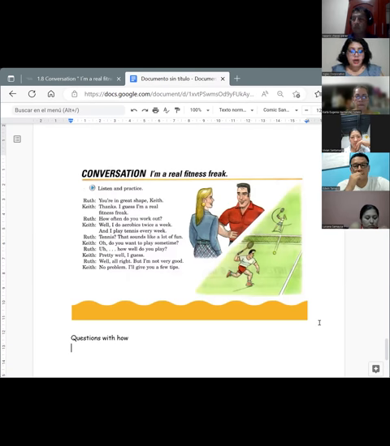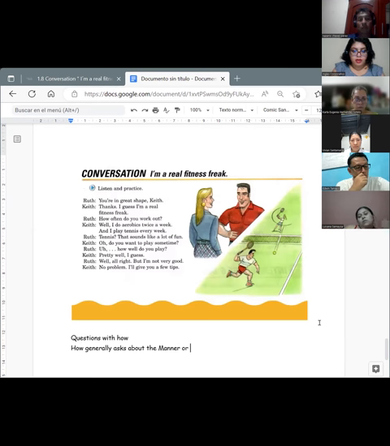In this case, how generally asks about the manner or method of something. Básicamente, cuando utilizamos el how, estamos preguntando sobre la manera de hacer una cosa o el método para hacerlo. Básicamente, instrucciones. Ask about the manner or methods of something.